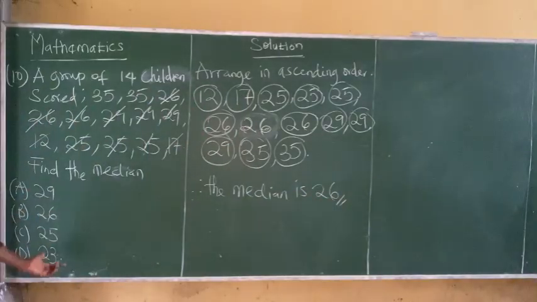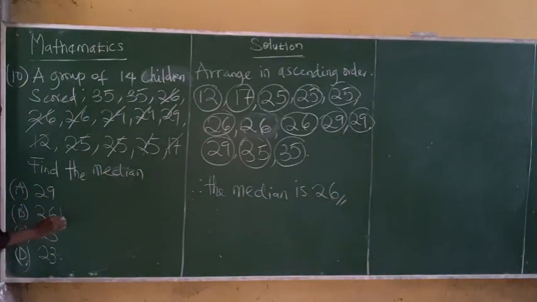We come to our options here. The correct option is option B, 26.